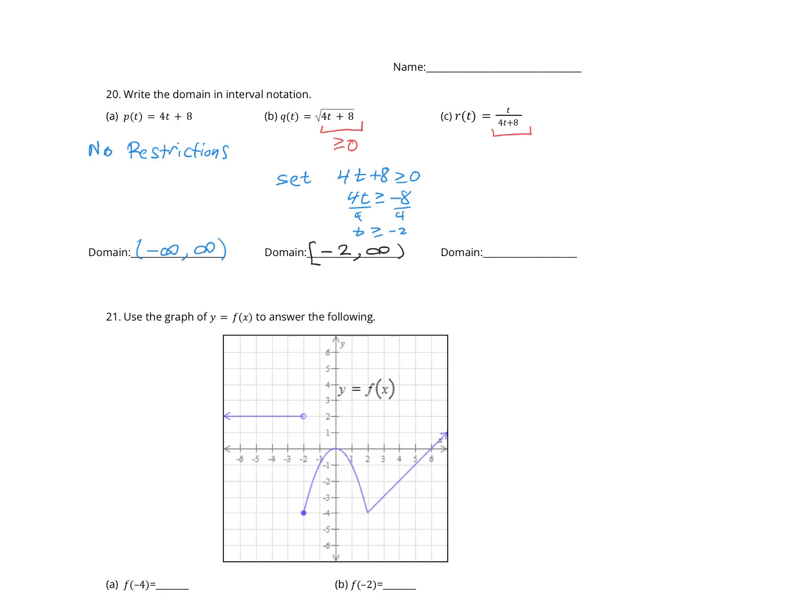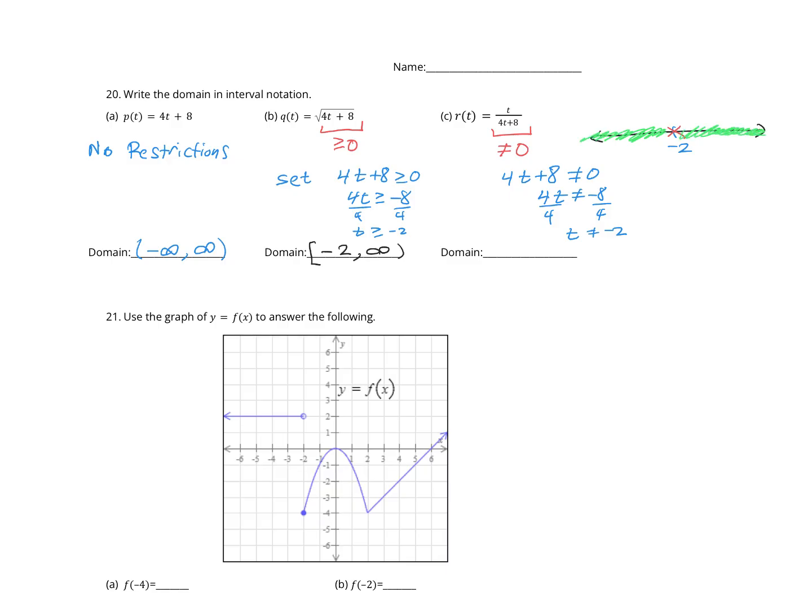This is a rational function. Remember that we don't want to divide by 0 with rational functions. So we want to make sure that that 4t plus 8 is not equal to 0, which means that 4t can't be negative 8, and dividing by 4, that says that t can't be equal to negative 2. Now, if you think about this on a number line, this is basically saying to us that negative 2 is the one number you don't want to use, and everything else is perfectly fine.